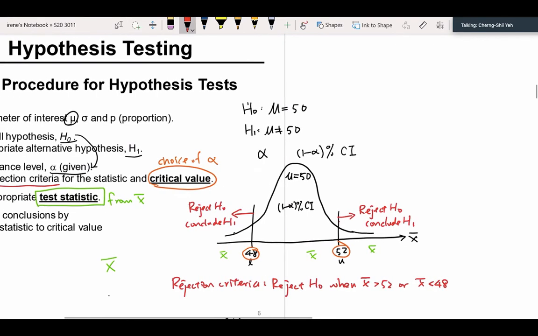And where is the fail to reject area? This is my fail to reject area, because my sample statistic is located within the confidence interval. Then we fail to reject the null hypothesis. And that's what we're going to conclude.